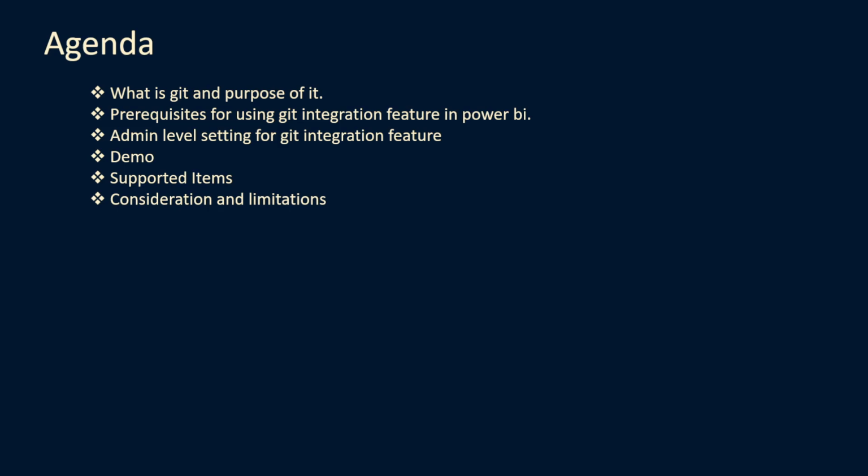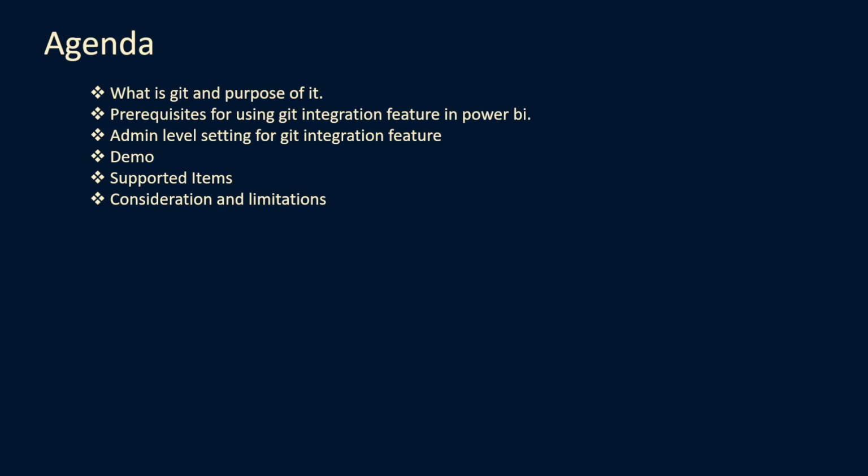What is Git and the purpose of it? Okay, so what is Git? Git is a code repository, and what is the purpose of it? The purpose of the Git repository is to back up and version control work items. So developers generally back up and version control their work items using Git.